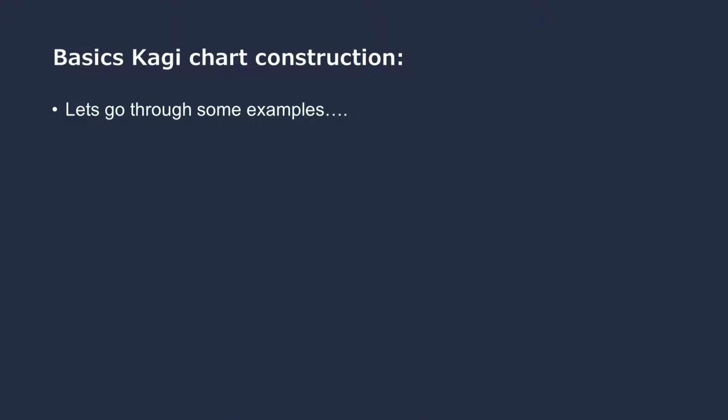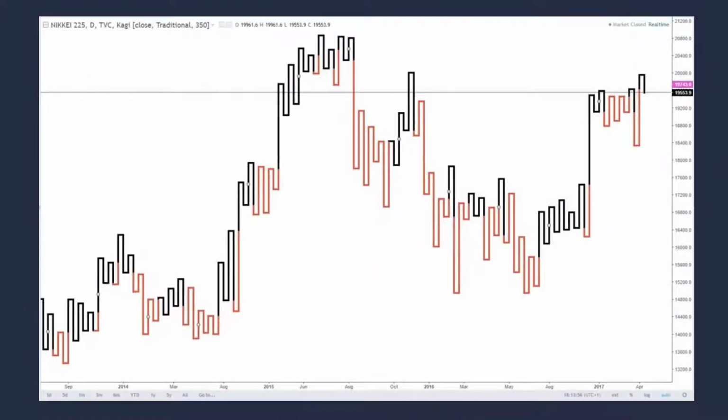Let's go through some examples. So here is the Nikkei 225 Japanese stock index, and I've set this to a 350 point reversal setup, which we talked about in our WTI crude oil example, and you can see how it creates a certain layout. Now moving that size will give you a completely different picture and setup. So getting the right size for the lines is very important, and we're going to see how to do that in later sections, but really it is critical for the successful deployment of the Kagi charts.